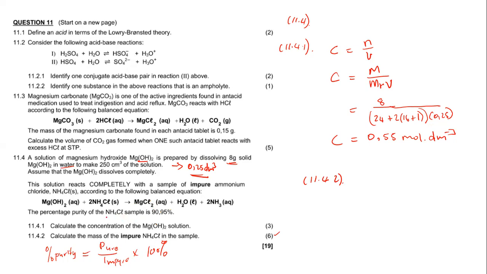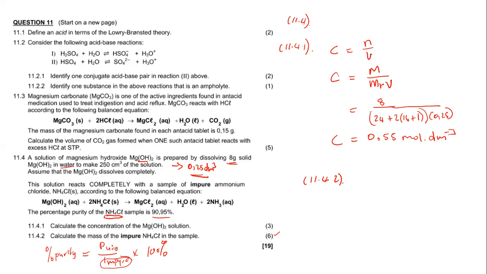Because here we have impure ammonium chloride, we are talking about the percentage purity of pure ammonium chloride. That means we need the pure mass of ammonium chloride, or the pure number of moles. It does not matter whether you use number of moles or mass, it is still fine. So we need the pure mass of ammonium chloride, and here it's the impure mass of ammonium chloride. They want us to calculate the impure mass, so this is what we are looking for. We are given the percentage purity.